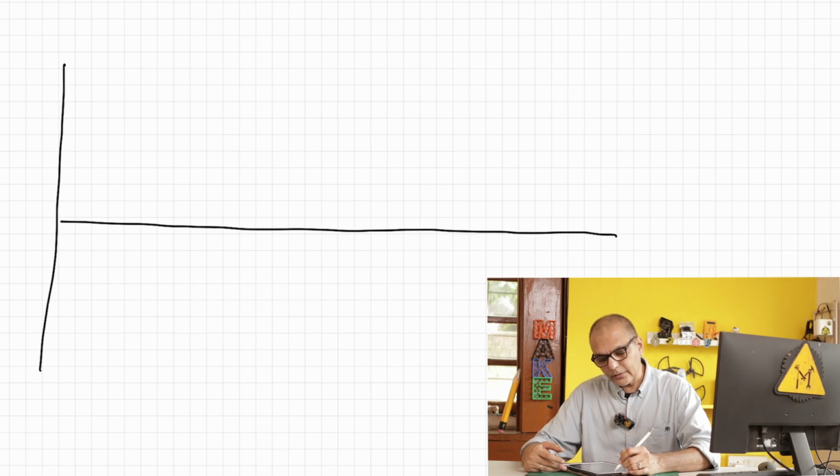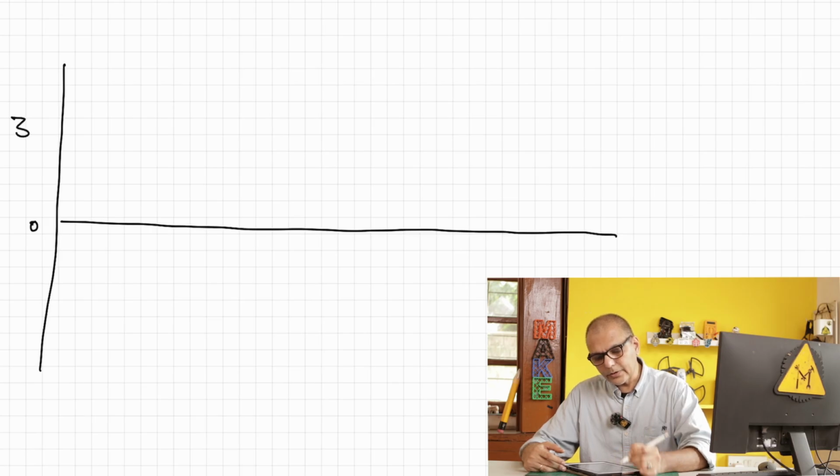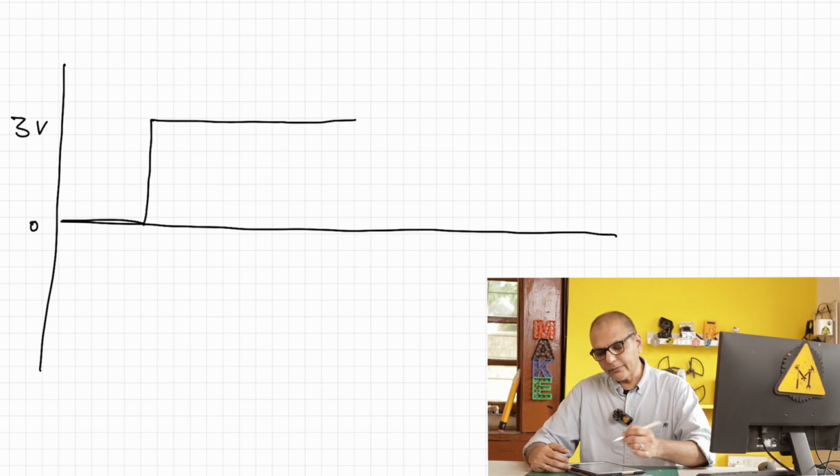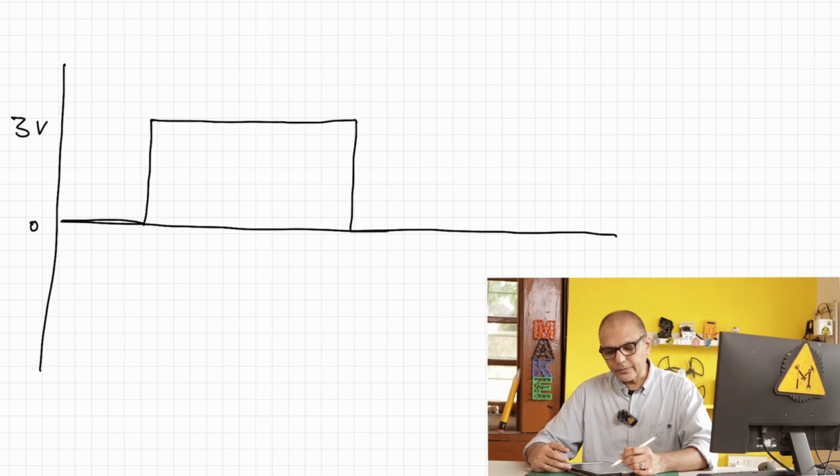So if we start at 0 volts and 0 time, and let's say this is your 3 volt level, when you attach the batteries to the remote, or when you turn on the switch to some device, the voltage which has been 0 up until then rises up to 3 volts and stays at 3 volts as long as you keep it running. And when you switch that device off, it goes back to 0. So that's a signal that goes from 0 to 3 volts.